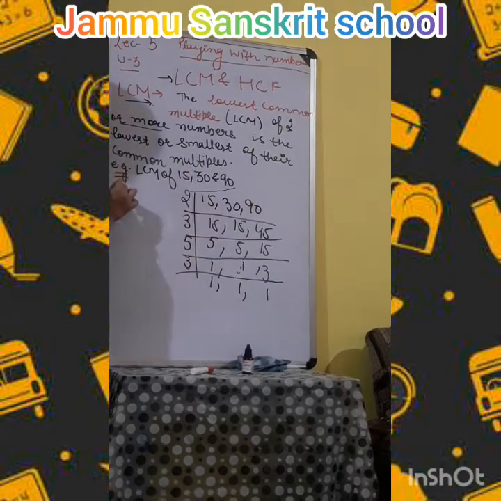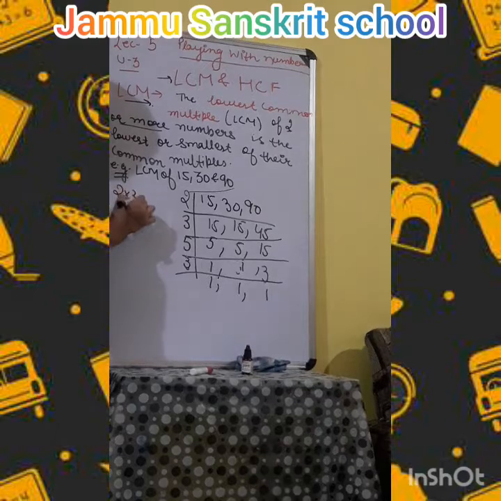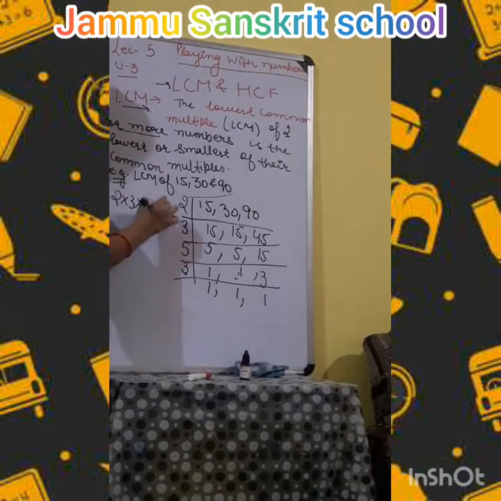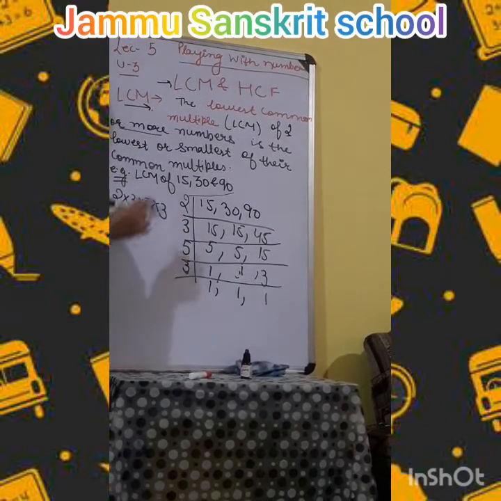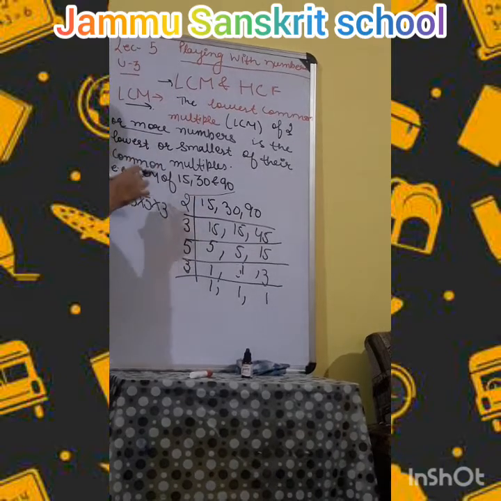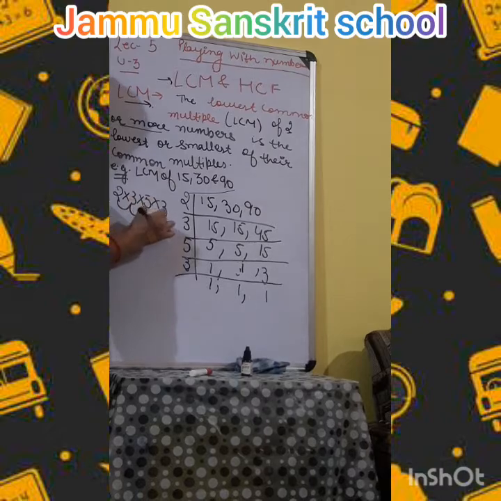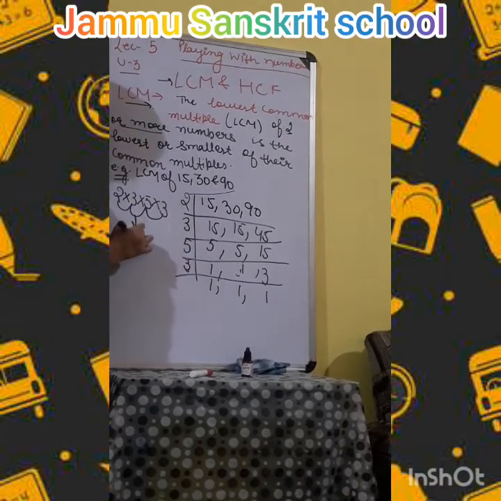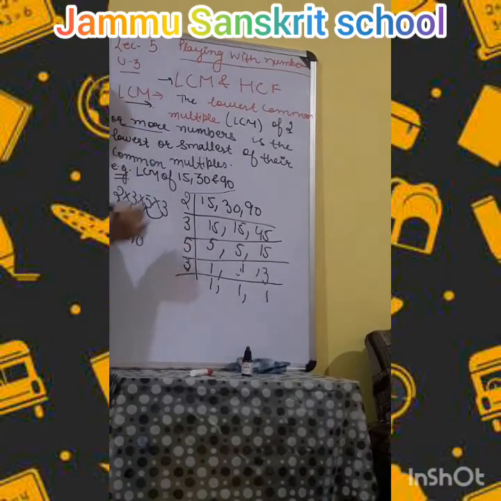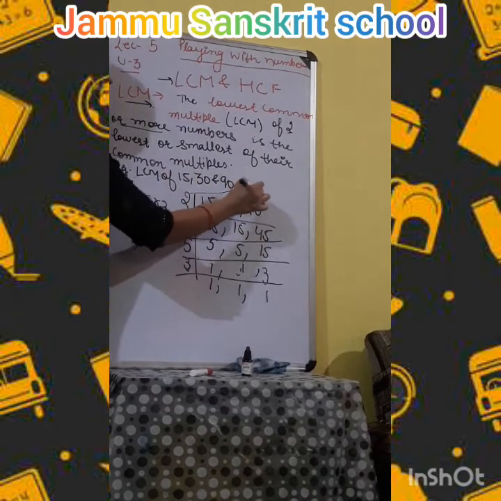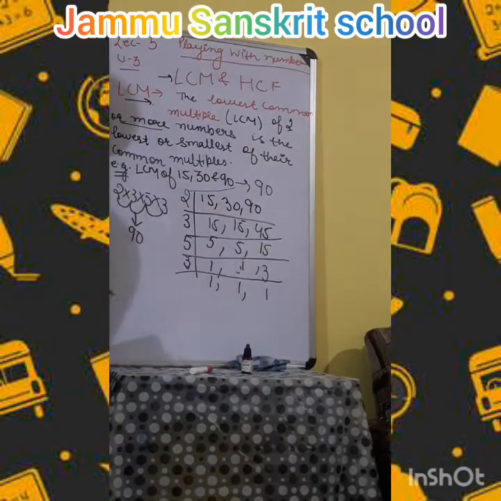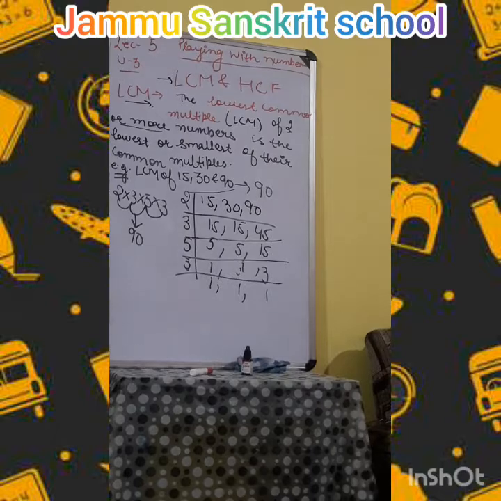Now what will be the LCM? 2 multiplied by 3 multiplied by 5 multiplied by 3. The LCM will be 2 times 3 is 6, 6 times 5 is 30, and 30 times 3 is 90. So the LCM of 15, 30 and 90 is 90.